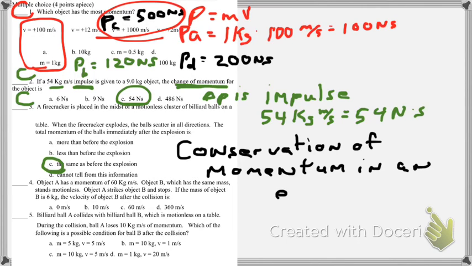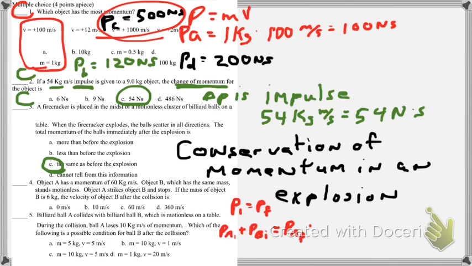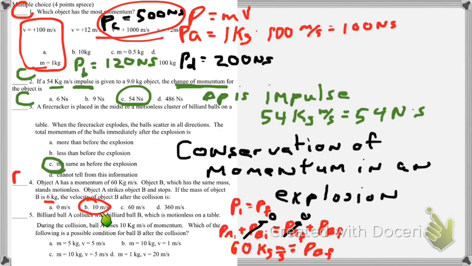Then object A has a momentum of 60 kilogram meters per second. Object A strikes object B and stops. If the mass of object B is 6 kilograms, the velocity of object B after the collision, by conservation of momentum, the momentum of B after the collision must be 60 kilogram meters per second. And if its mass is 6 kilograms, then its velocity must be 10 meters per second.